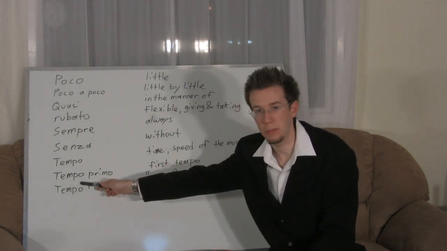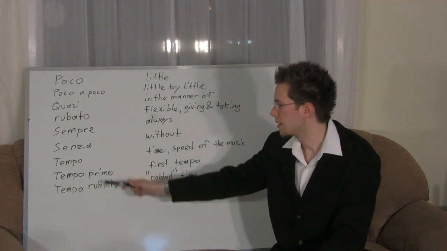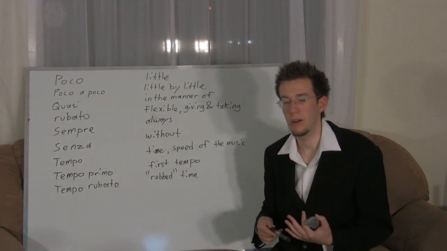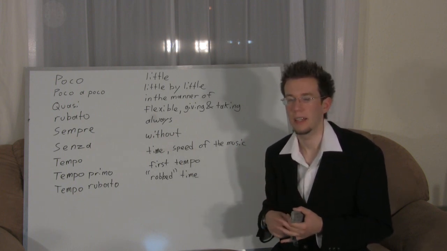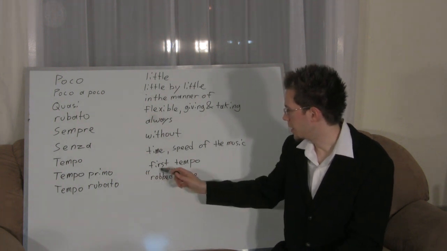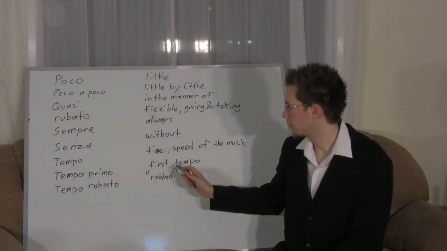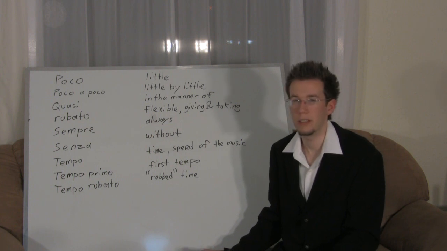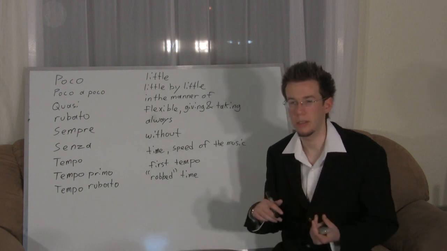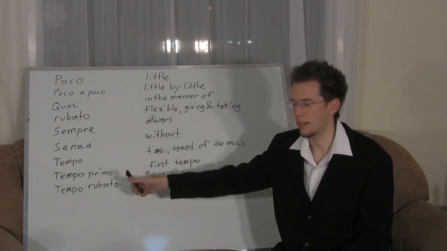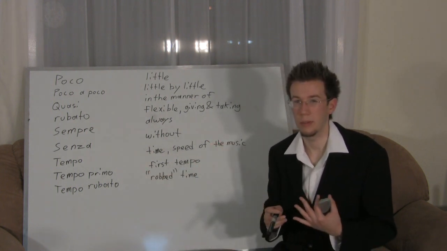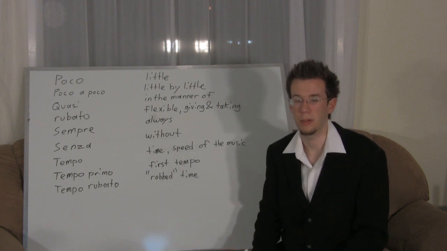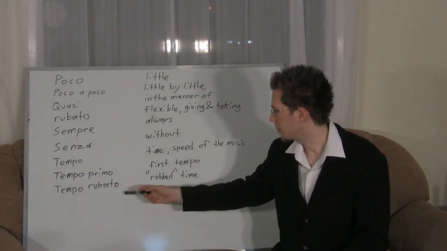Okay, now tempo, so we're dealing with speed of the music, and then primo. Whenever you see primo, it always means first or original, kind of like the head. So primo could mean original tempo or first tempo. Generally you're going to see this like the a tempo marking, where it says return to the original tempo. It's pretty much the same thing, just a different way of saying it. So tempo primo and a tempo mean pretty much the same thing: go back to the original tempo. Okay? And then tempo rubato.